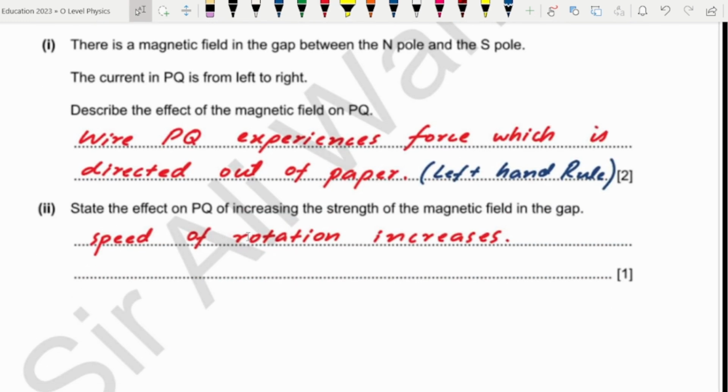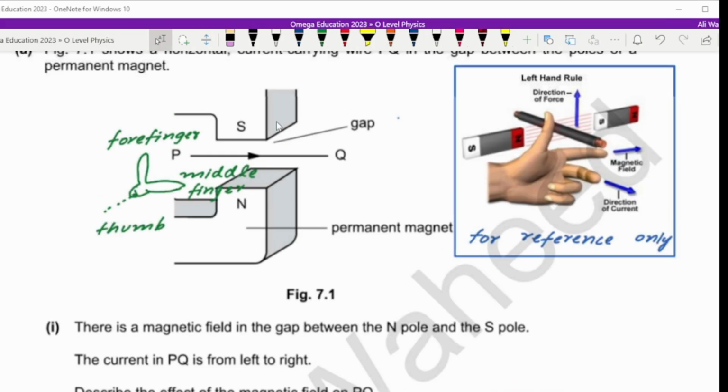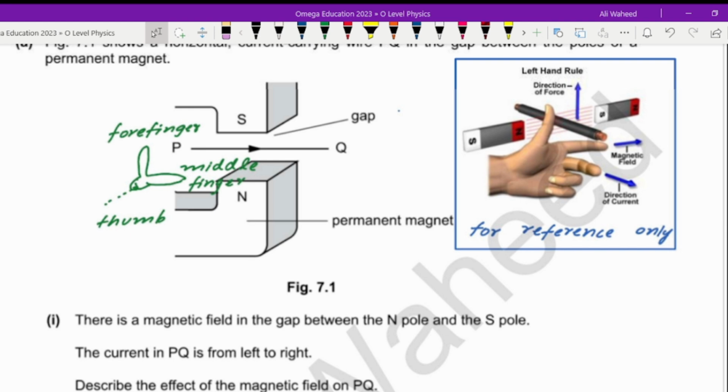State the effect on PQ of increasing the strength of the magnetic field in the gap. If you increase the strength of the magnetic field, the force acting on the conductor would be increased. So what you can write is the force acting on the conductor increases. So it would be moving with greater speed.